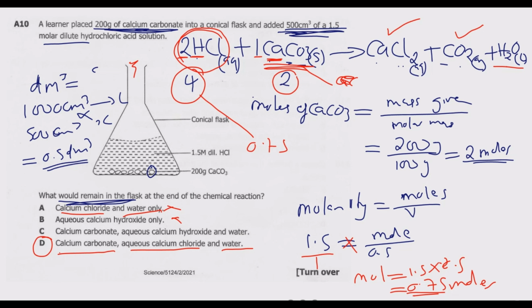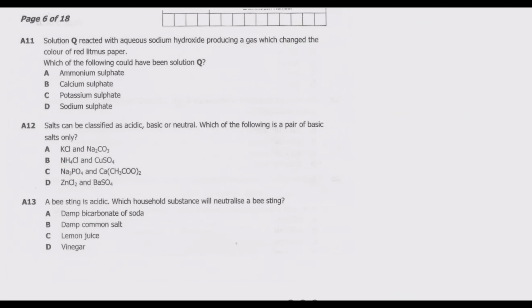We move to question 11. Solution Q reacted with aqueous sodium hydroxide, producing a gas which changed the color of a red litmus paper. Which of the following could have been solution Q? So we need to identify this gas. This gas is changing the color of the litmus paper, so this gas can basically only be ammonia. So this is ammonia gas.